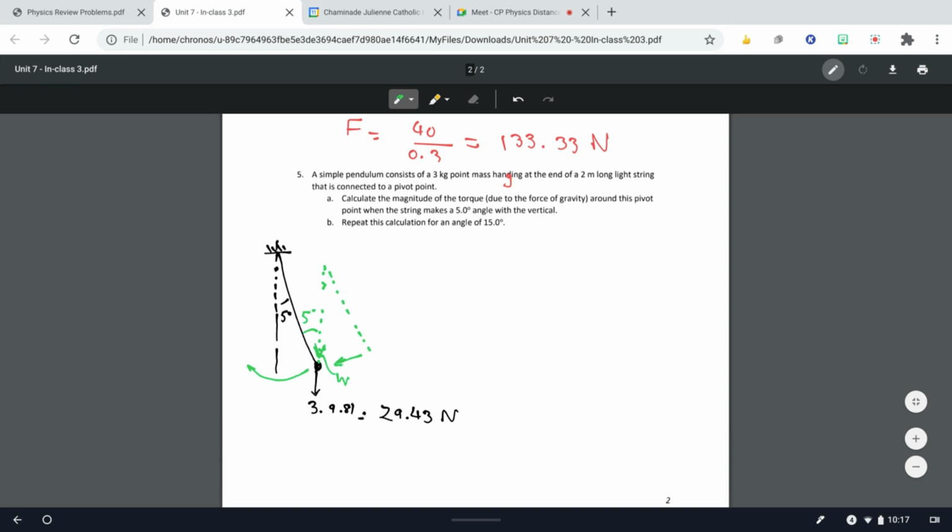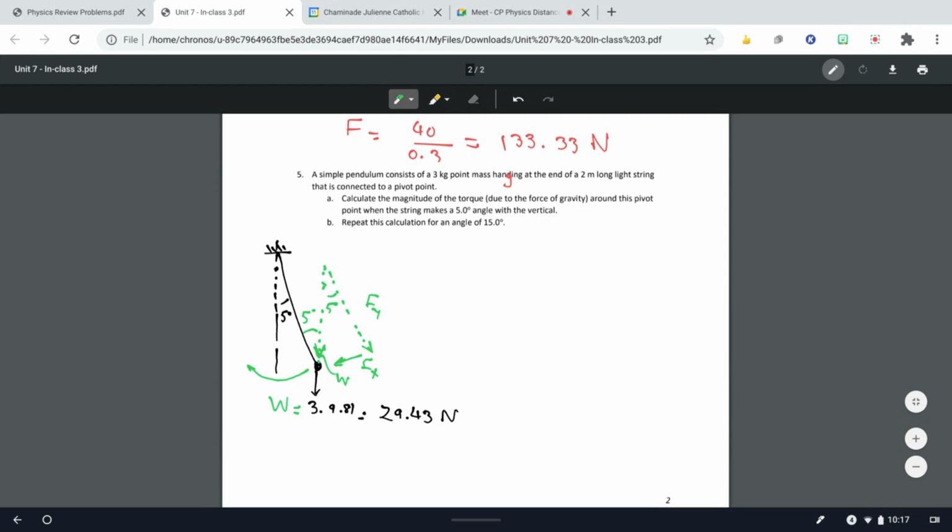So you've got W here, which is equal to 29.43 newtons. Again, by trigonometry, this angle is going to be 5 degrees. So now you can find the force components. You could have a y component of the force and an x component of the force.